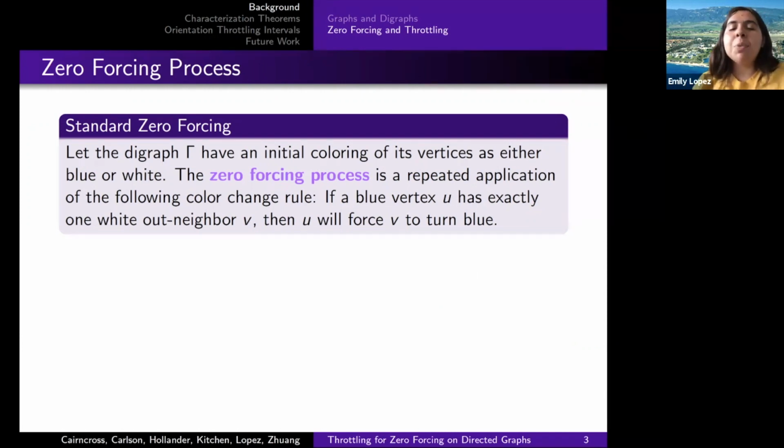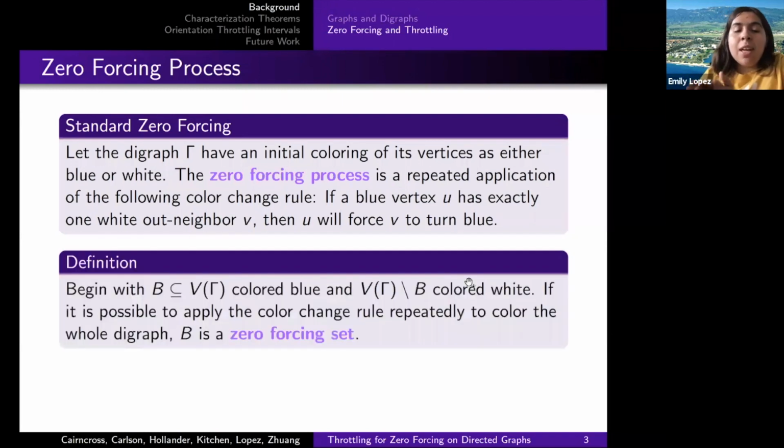That is, if a blue vertex u has exactly one white out neighbor v, then u will force v to turn blue. And if a subset of blue vertices of a directed graph can color the whole graph blue after repeatedly applying the color changing rule, we call this subset of vertices a zero forcing set.